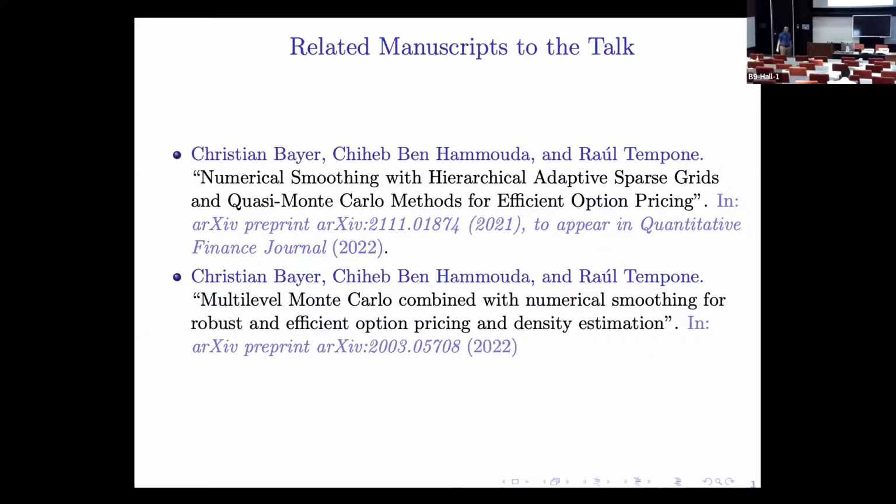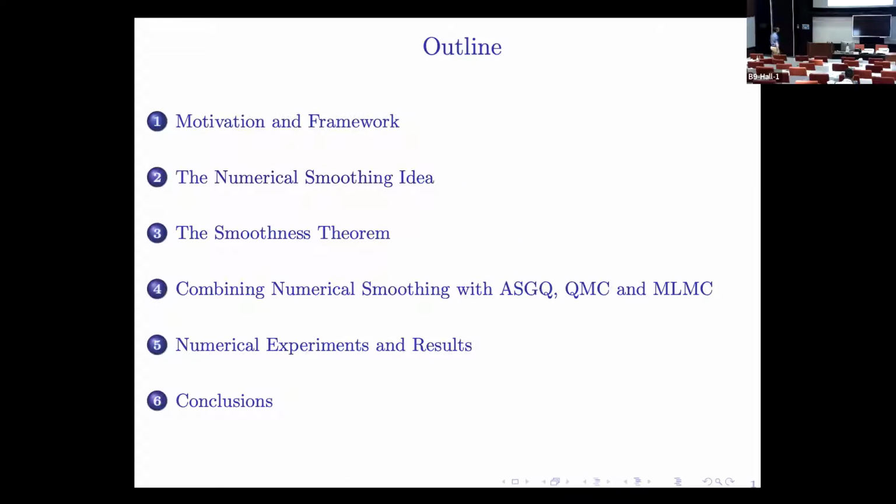Basically, it's related to these two manuscripts. In the first one, we introduced the idea of numerical smoothing along with regularity analysis, and how to combine it with adaptive sparse grids and quasi-Monte Carlo, with the main application of option pricing. In the second paper, we extended this to the context of multi-level Monte Carlo, and we added the application of density estimation. So my talk today will be structured as follows.